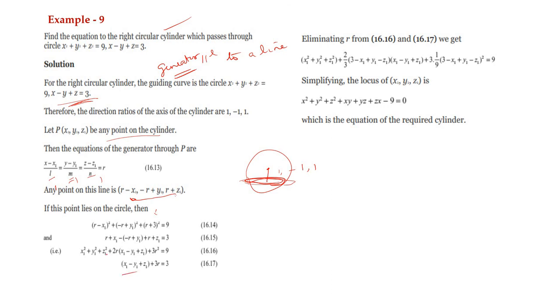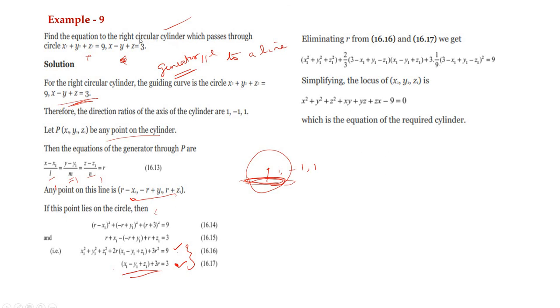From here on simplification, we get x1 square plus y1 square plus z1 square plus 2 times r into this plus 3r square equal to 9. This is a separate equation that we have, and the point also lies on the plane, so we have got that too. Having got a point on the sphere, we have this, and this is on the plane. So we have to eliminate r between these two, and then dropping the suffix, we get the locus.